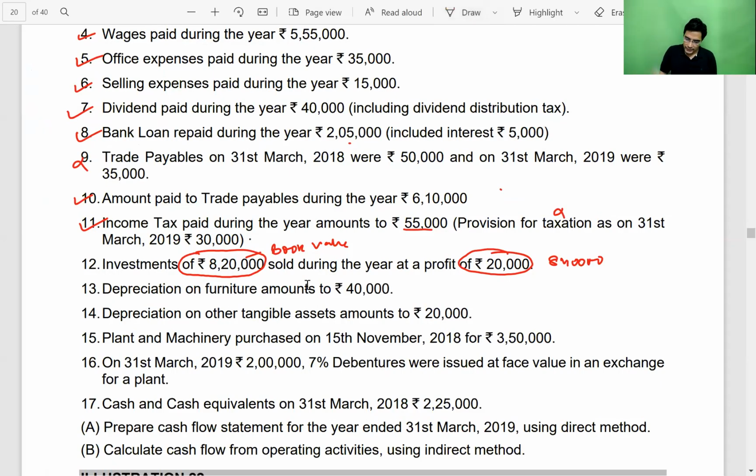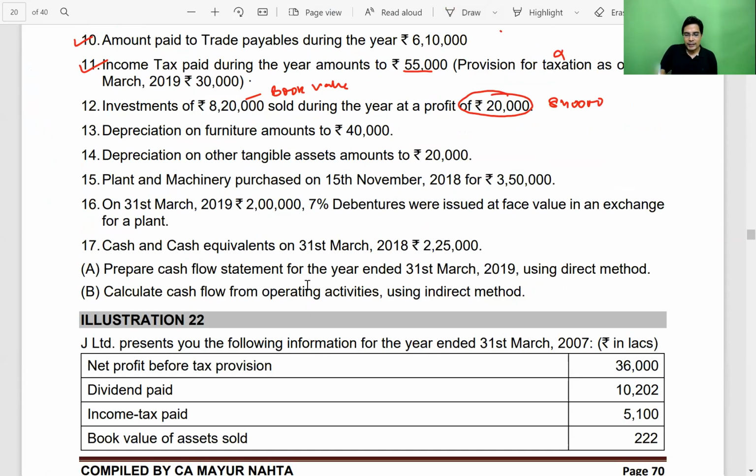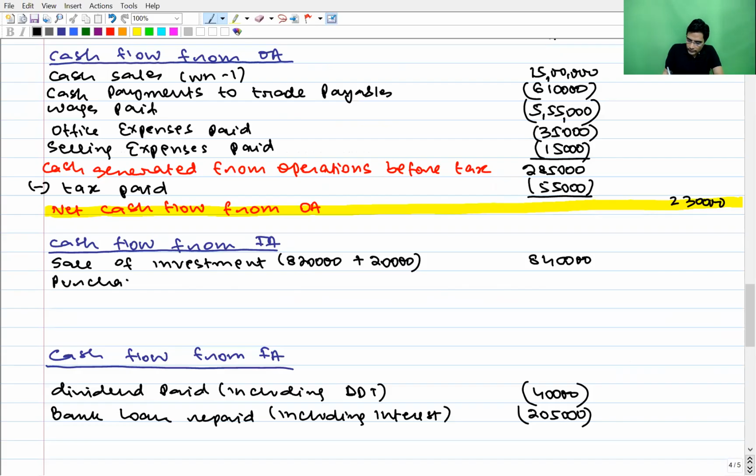Next, depreciation of furniture under direct method, it is of no use because under direct method, we directly consider the cash paid and received from the transactions falling under the respective headings. Under indirect method, in step number 2, we add back this depreciation. Ignore it. Depreciation on other tangible assets, ignore it under direct method. Plant and machinery purchased for 3,50,000. Yes, this will come under investing activity. Purchase of plant and machinery for 3,50,000.